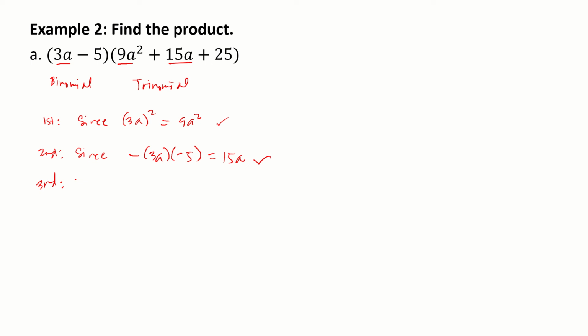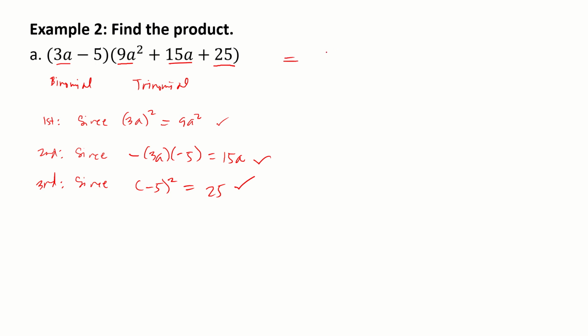And lastly, the third term of the trinomial must be the square of our second term in our first binomial. So looking at it, since the second term of our binomial is negative 5 and the square of it is 25, which is by the way the third term of our trinomial, that means this special product is applicable.